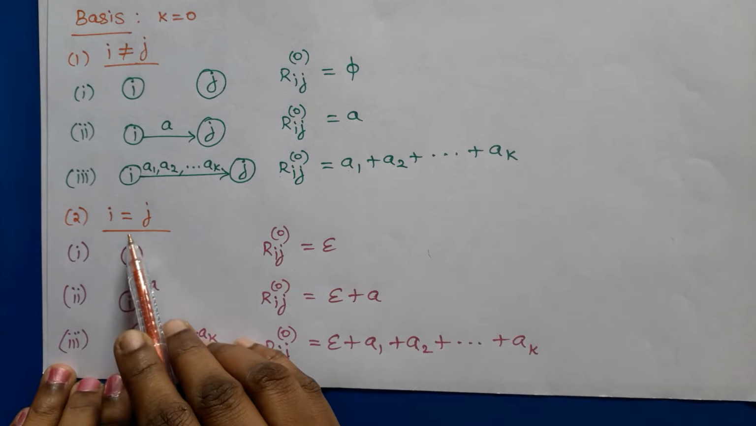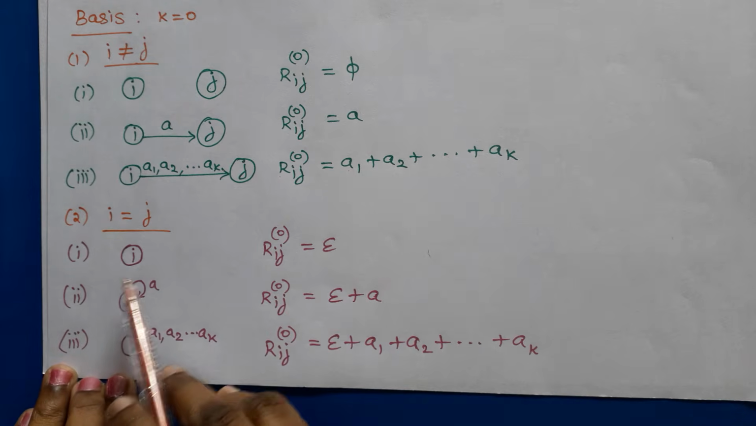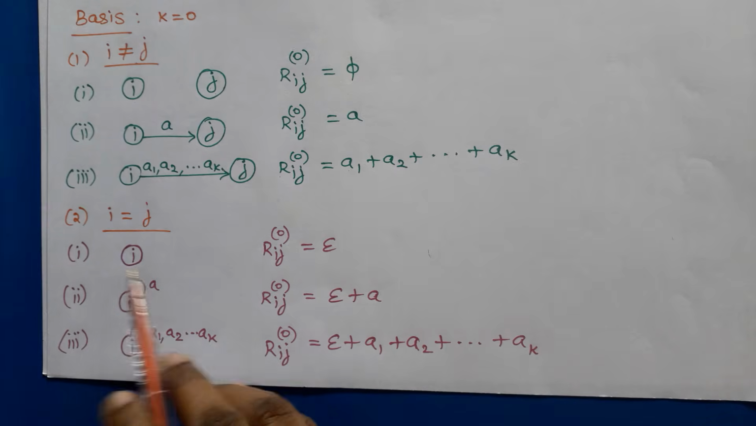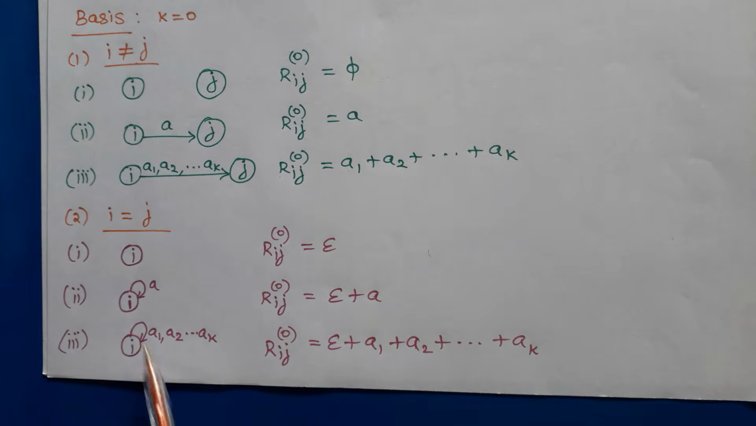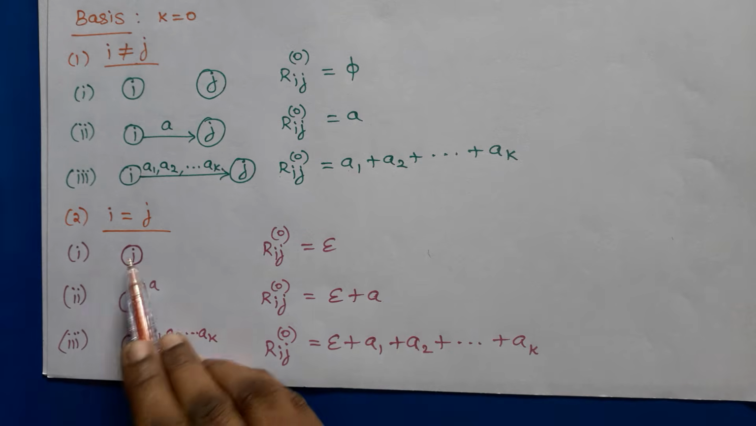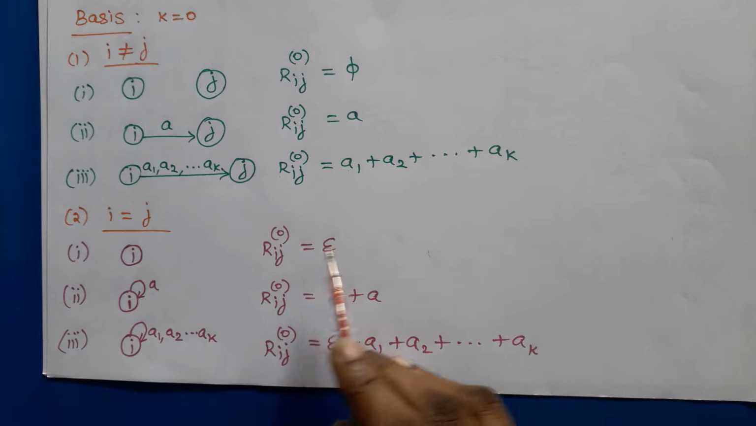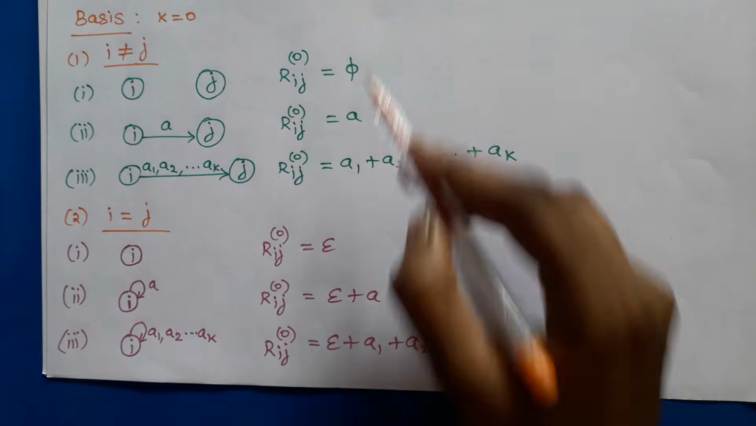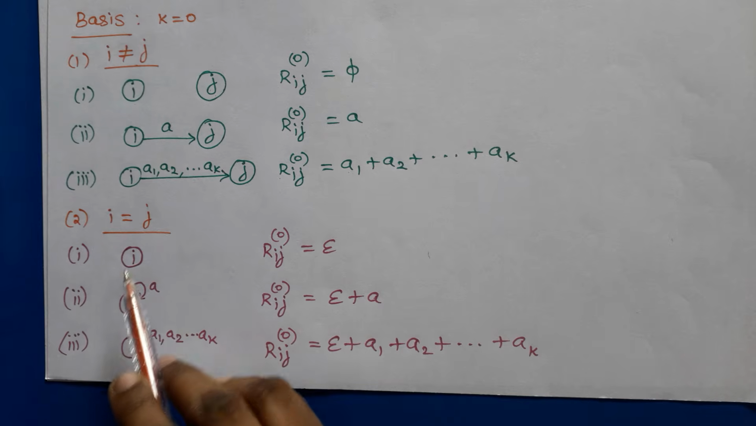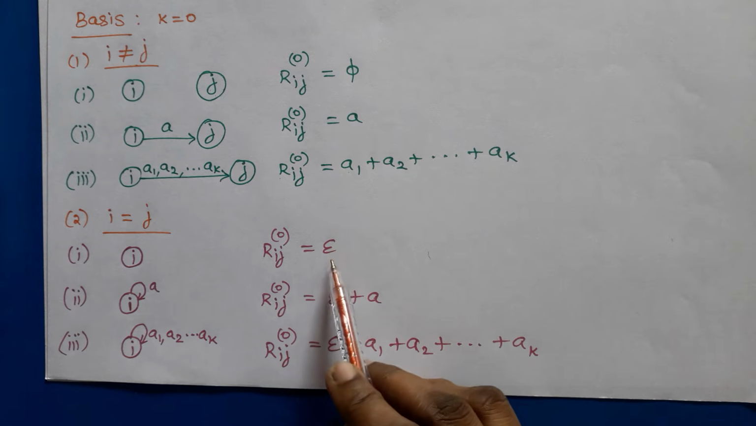Then the i equal to j case. Here i and j are equal, so we are going to consider the self transition. Here also there are the cases of no transition, a single transition, and k transitions. If there is no transition from i to i, then R_ij^0 is equal to epsilon. Here it was φ, but here it is epsilon, because a self transition means without any transition, so we consider the regular expression as epsilon.